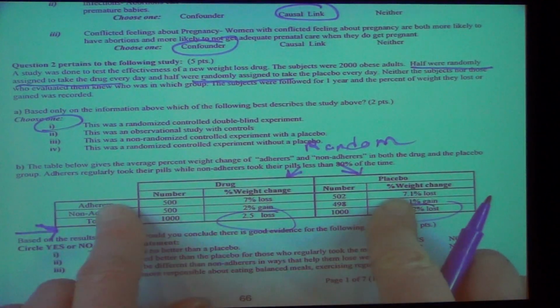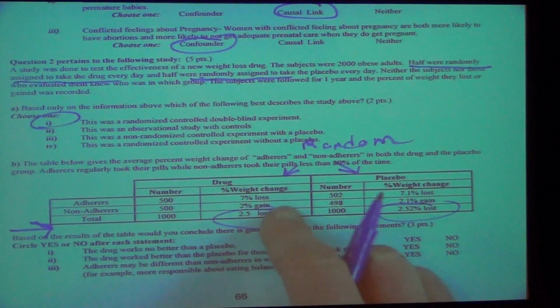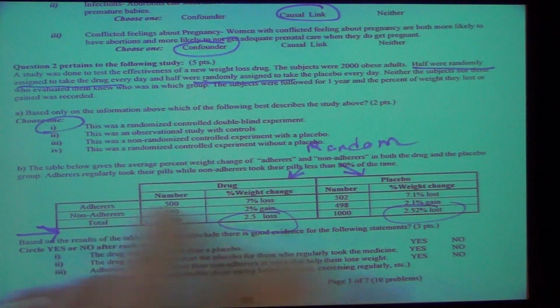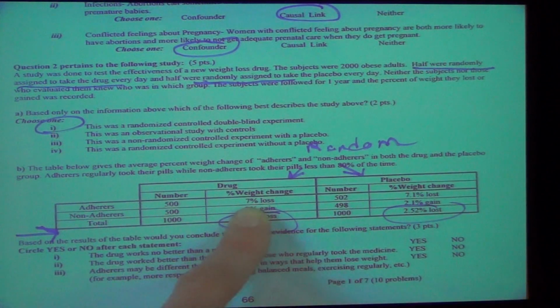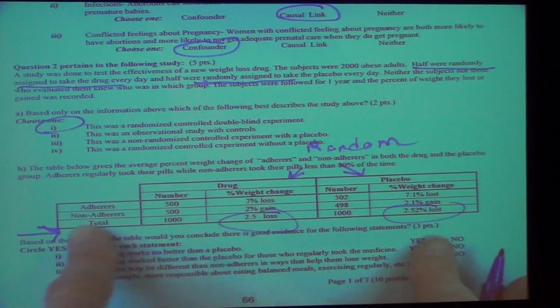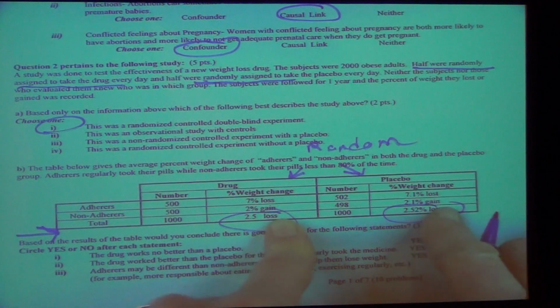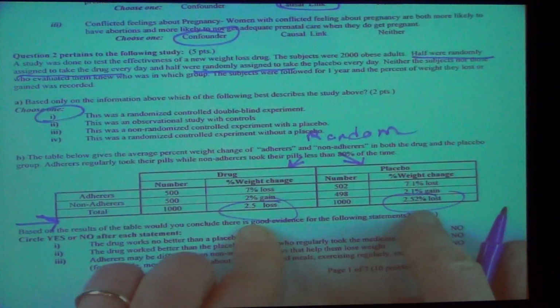These groups, these adherers, these people who follow the instructions, choose themselves to adhere, and they did lose weight. They probably are doing other things that help them lose weight. Exercise, they're more responsible. These are the slackers, the non-adherers. They should gain weight. All right? But the same was true with the placebo. So look at this.